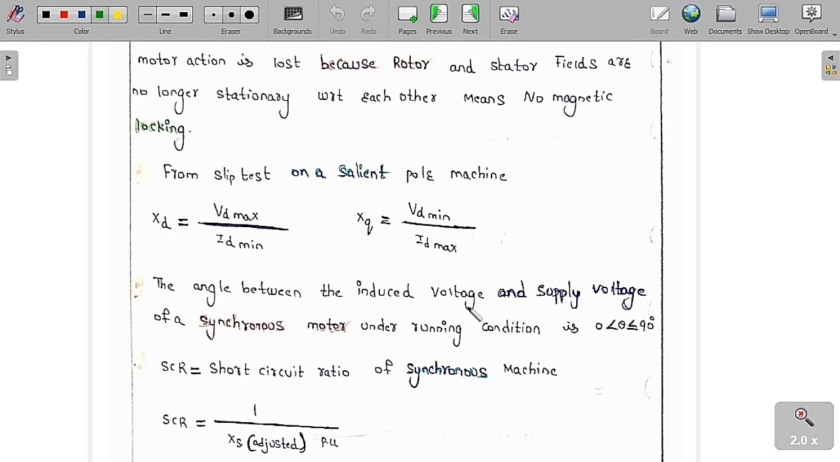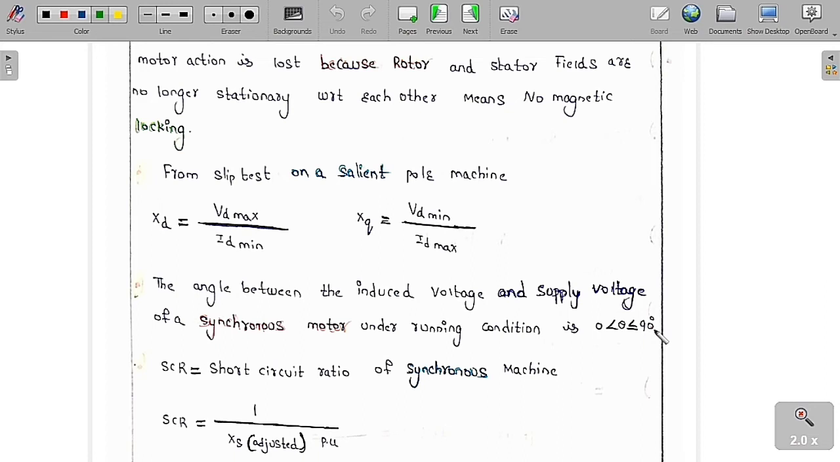The angle between the induced voltage and the supply voltage of a synchronous motor under running condition always lies between 0 and 90 degrees. I already told you, EF is called the induced voltage and V is called the supply voltage. In a synchronous motor, I already told you the general expression, which is V is equal to EF plus IA into ZS.